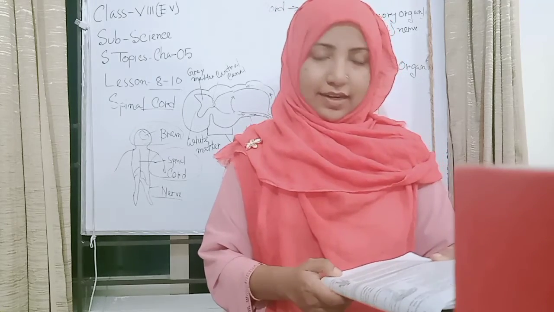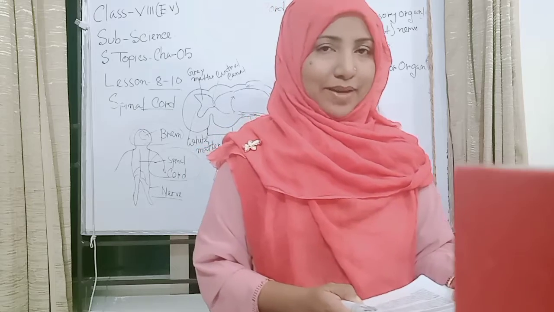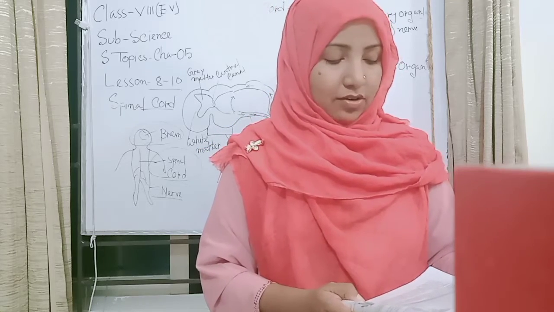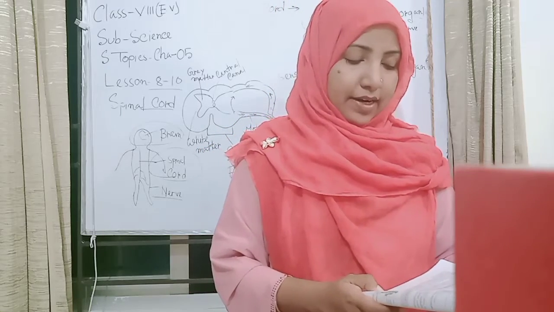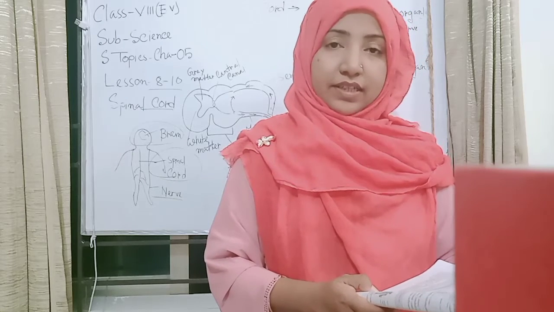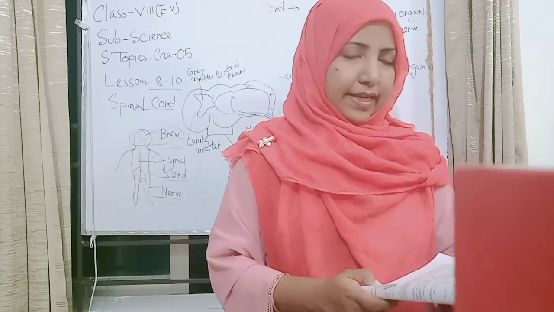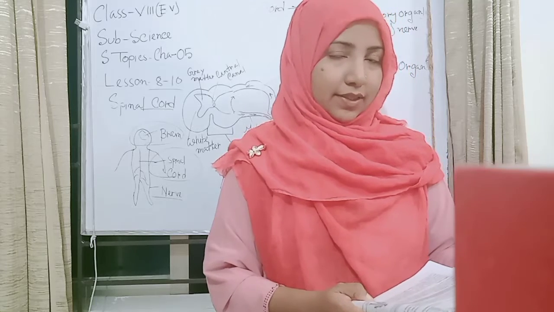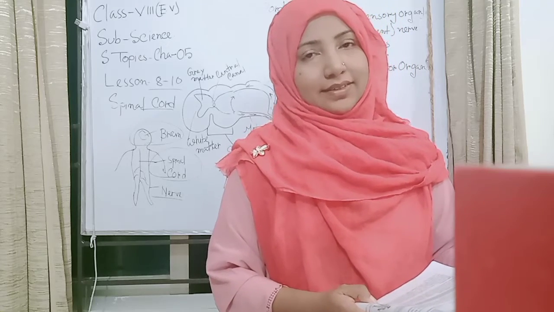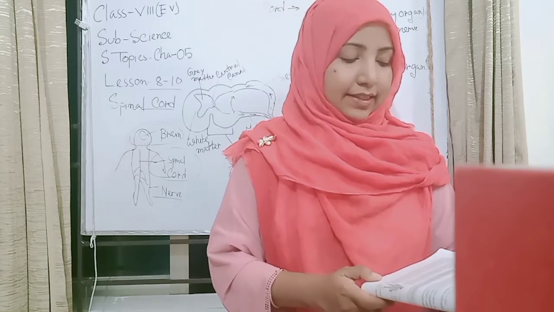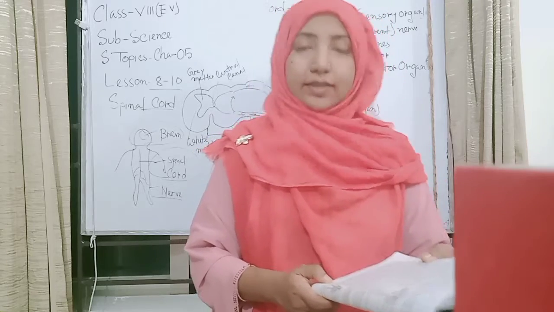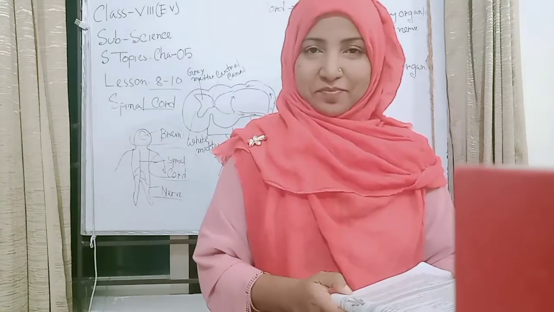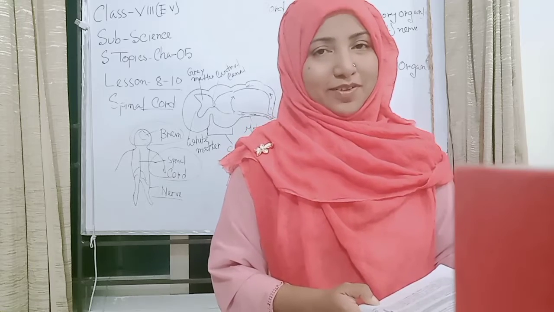Here is the central nervous system and also the spinal cord. In the spinal cord, the positions of gray matter and white matter are reversed, i.e., gray matter inside and white matter outside. But in the central nervous system, the gray matter is outside and the white matter is inside. It is a very important difference.